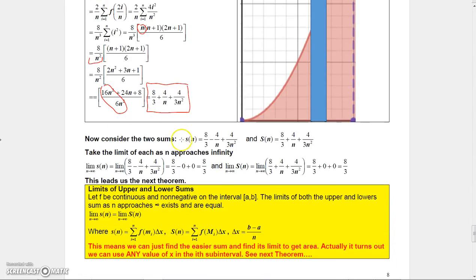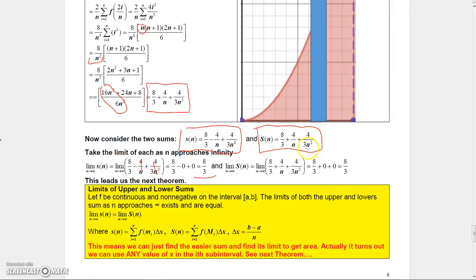Okay, now here's what's interesting. If you actually take each of these sums, and remember what I told you earlier, if you let the number of rectangles go to infinity, that would basically be letting n go to infinity. As you let n go to infinity, then the area estimation actually approaches the actual area. So for the lower sum, if we let n go to infinity, remember 4 over n and 4 over 3n squared would go to 0. So those terms would disappear, and we would just have the limit of 8/3 as n goes to infinity, which is just 8/3.